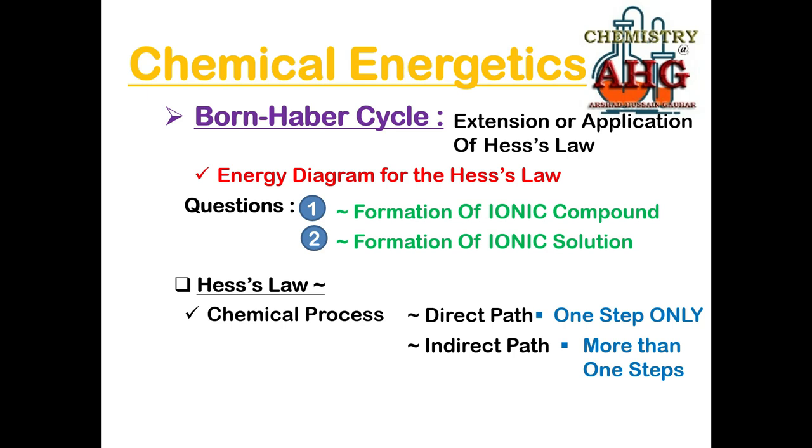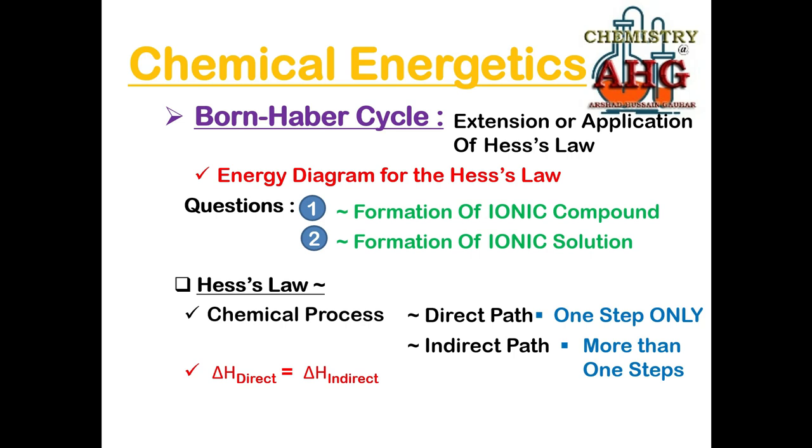The second piece of information that we learn from Hess's law, even more important, is that the enthalpy change of the direct path is always equal to the enthalpy change of the indirect path. So these are the two important pieces of information that we must have in our mind. Then we can construct the Born-Haber cycle easily, and we can apply Hess's law on the Born-Haber cycle to derive a formula for solving numerical problems for the Born-Haber cycle.